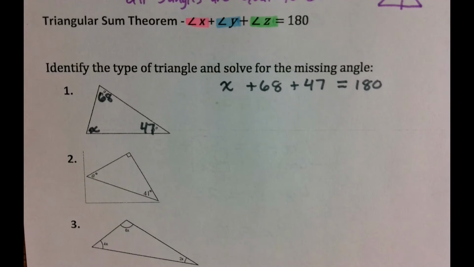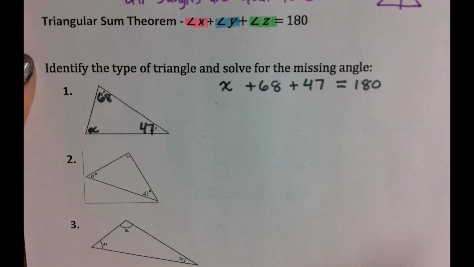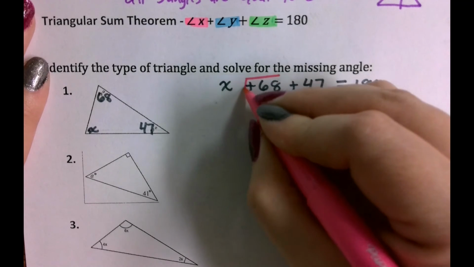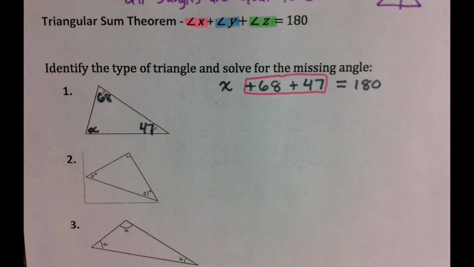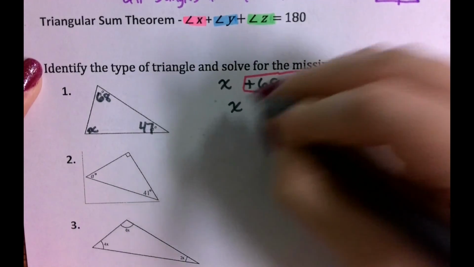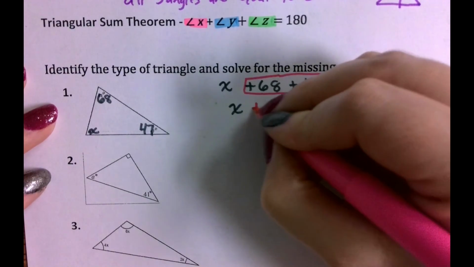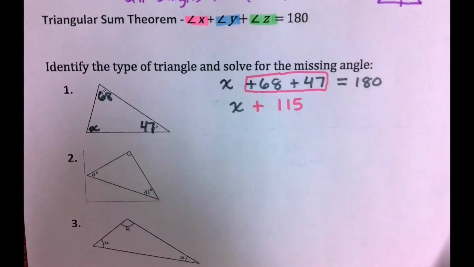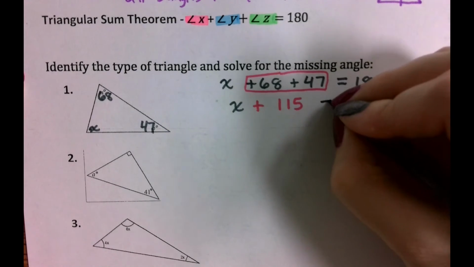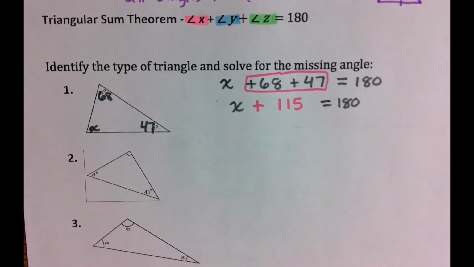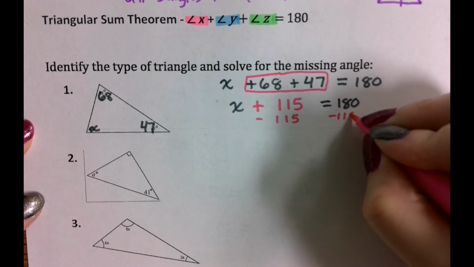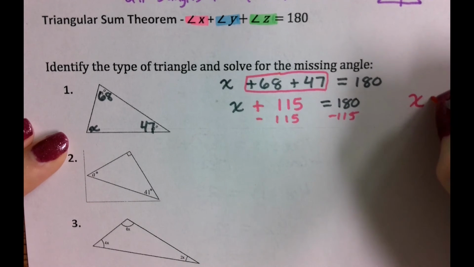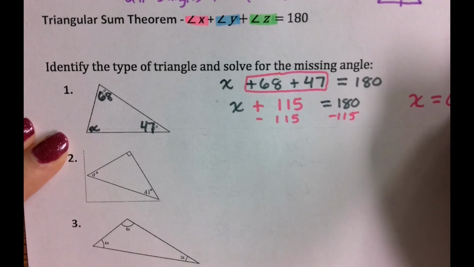Before I start solving, I have to simplify. So I'm going to simplify these constants first, this positive 68 and this positive 47. When I add those together, that's going to be equal to 115. So I have x plus 115 is equal to 180. And then from here, all I have to do is subtract 115 from both sides. And we're going to get that x is equal to 65 degrees.